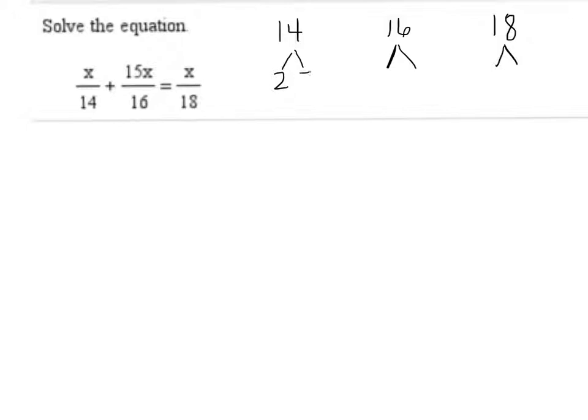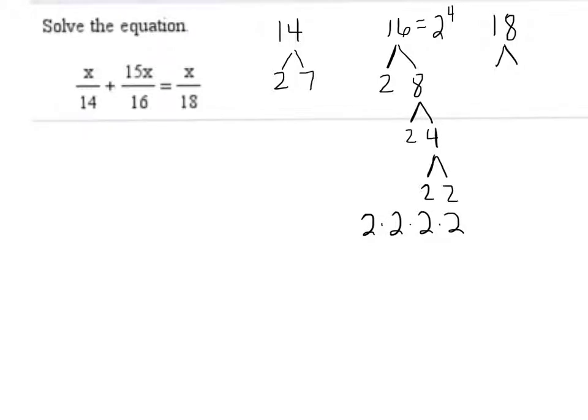So 14 is 2 times 7, and 2 and 7 are both prime numbers, so that one's finished. 16 is 2 times 8, but 8 is 2 times 4, and then 4 is 2 times 2. So that's 2 times 2 times 2 times 2, or 2 to the 4th power if I want to write it that way. Either way is fine. And 18 is 2 times 9, but then 9 is also 3 times 3. So if I write it out, it's 2 times 3 times 3.